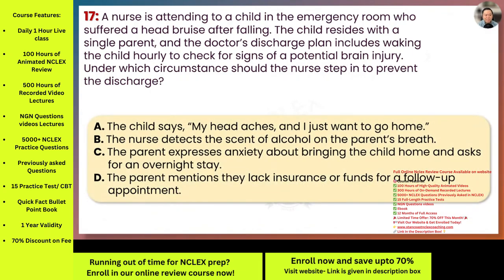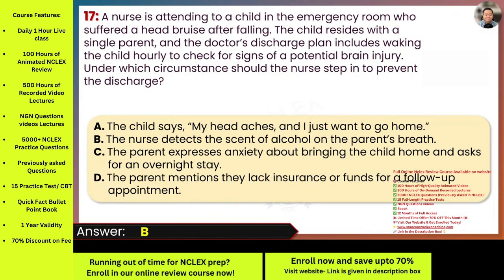Options. A, the child says, "My head aches and I just want to go home." B, the nurse detects the scent of alcohol on the parent's breath. C, the parent expresses anxiety about bringing the child home and asks for an overnight stay. D, the parent mentions they lack insurance or funds for a follow-up appointment. So this question is testing your understanding of pediatric safety, especially with possible head trauma monitoring, and also testing when to intervene in a discharge plan. The answer here is letter B.